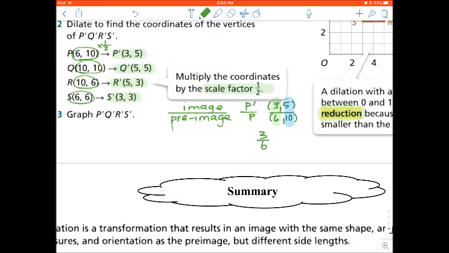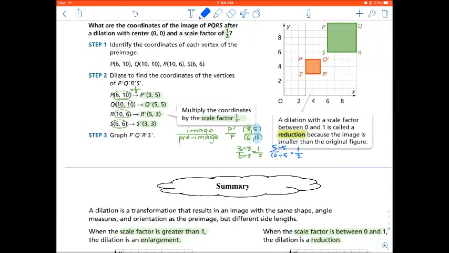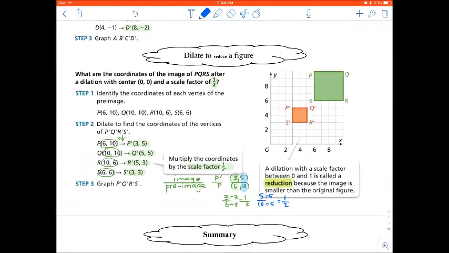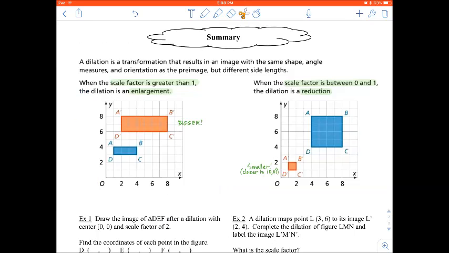So 3 over 6, a lot of people might jump to saying this is equal to 2 when you simplify, but it's actually equal to 1/2. And same thing with 5 over 10. If you simplify 5 over 10, you can divide by 5. And so either way, we get that when we take the image to the pre-image, we get 1/2. And that corresponds to what we were given in the problem. The scale factor is equal to 1/2, so everything matches. If you turn your paper over, here's our summary page.